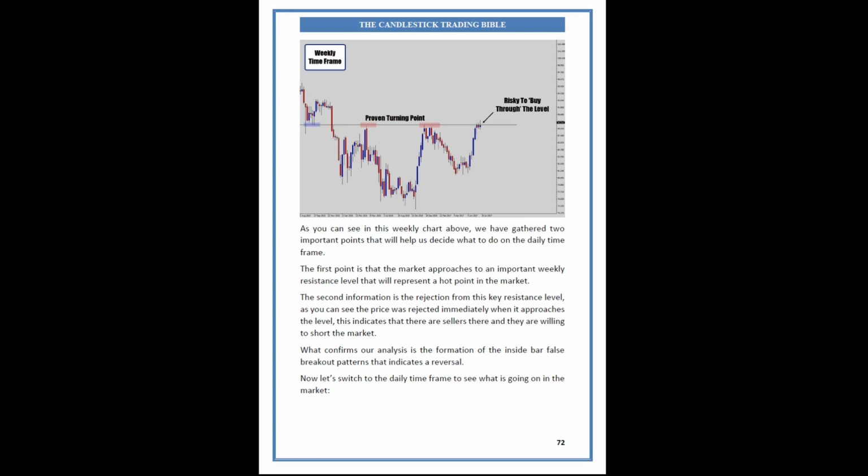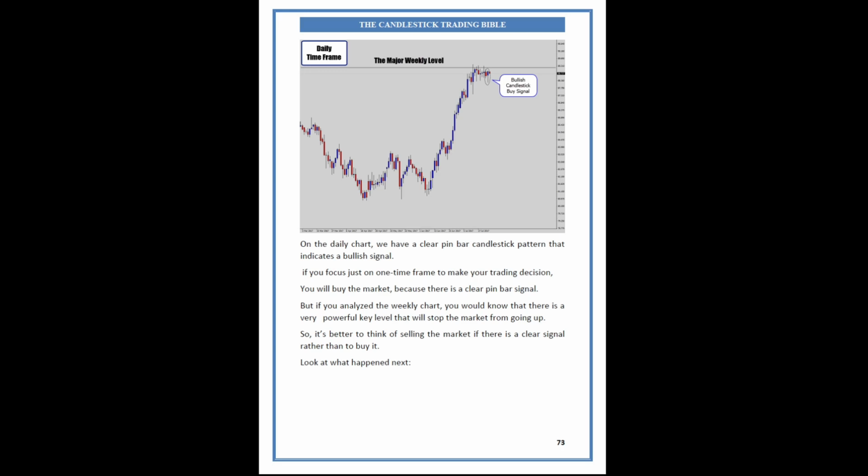Now let's switch to a daily time frame to see what is going on in the market. So on the daily time frame, we have a clear pin bar candlestick pattern that indicates a bullish signal. If you focus just on one time frame to make your trading decision, you'll buy the market because there is a clear pin bar signal. But if you analyze the weekly chart, you would know that there is a very powerful key level that will stop the market from going up. So it's better to think of selling the market if there's a clear signal rather than to buy it.